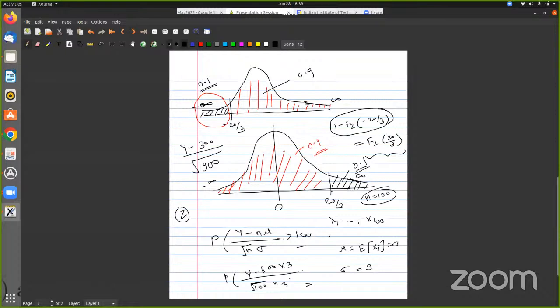Okay, the formula is delta. What is the formula? Delta is square root n mu divided by sigma. You are getting confused actually. So this delta is nothing but 100 here, no? So the formula is something like this: y minus n mu divided by sigma root n, greater than. Previously it was y greater than delta. What is delta? Square root n mu by sigma.